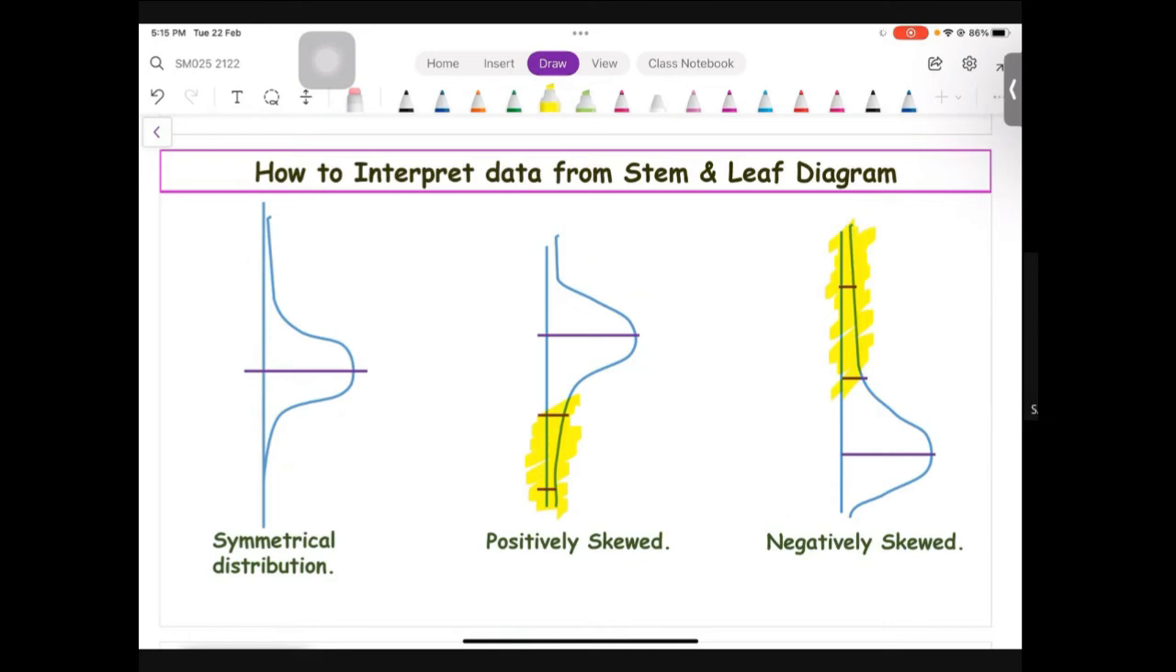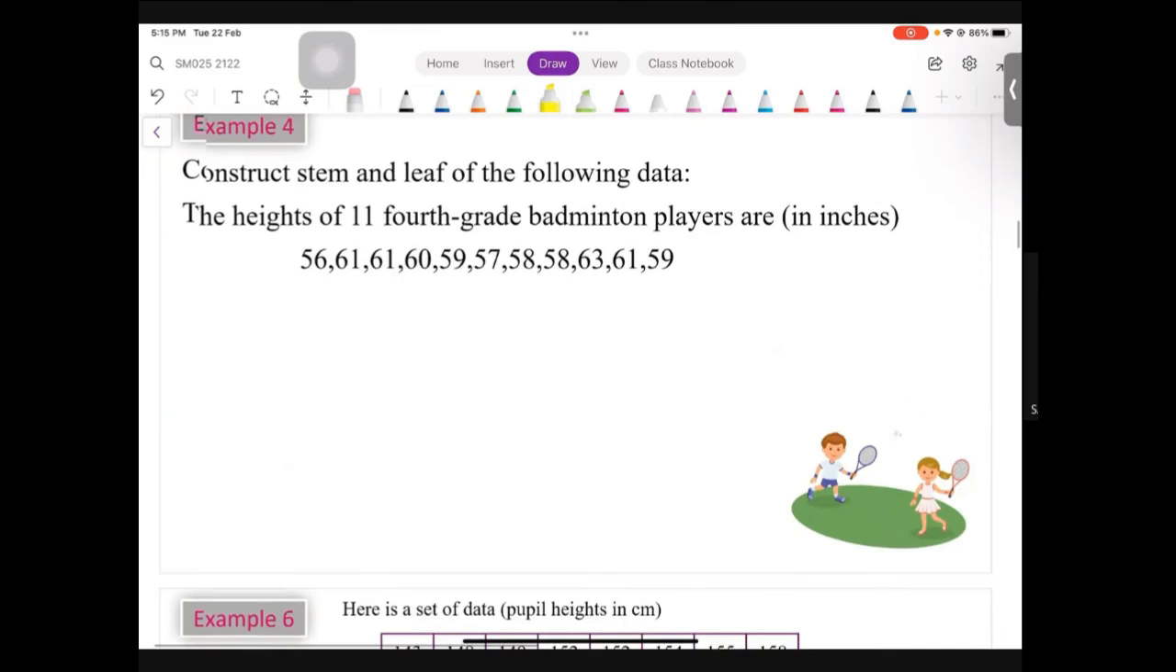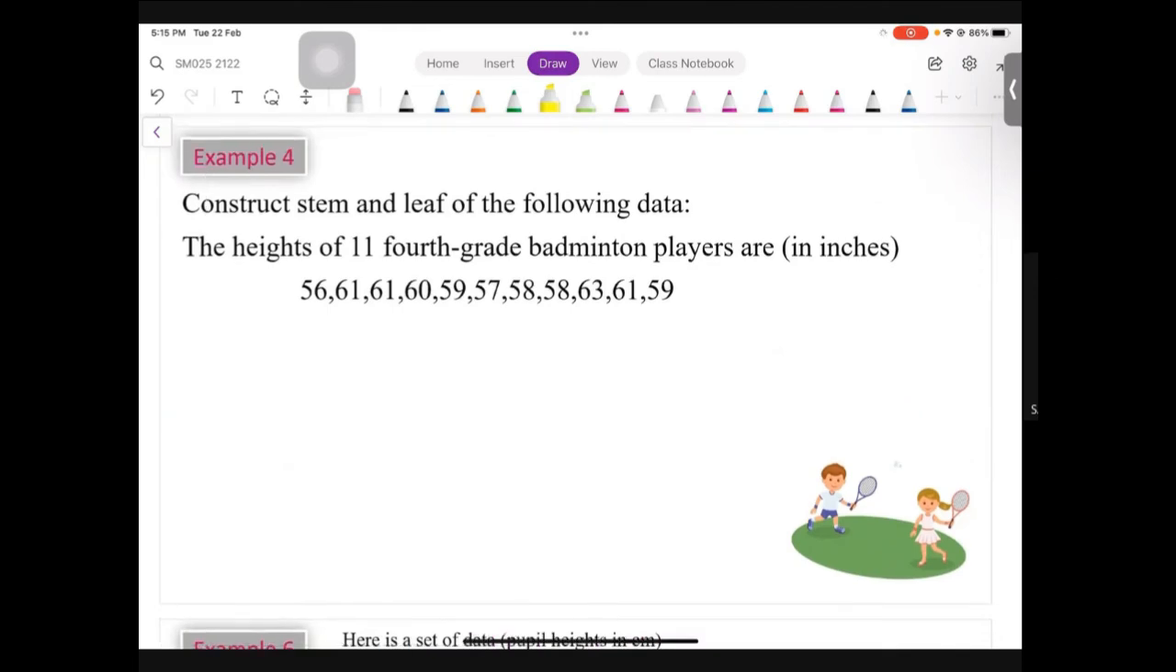Okay. So how do we get this distribution? We must construct the stem and leaf diagram first. Okay. So let's do an example. So construct stem and leaf diagram of the following. So we have height of 11 fourth grade badminton player. So for stem and leaf diagram, we must have stem and leaf.